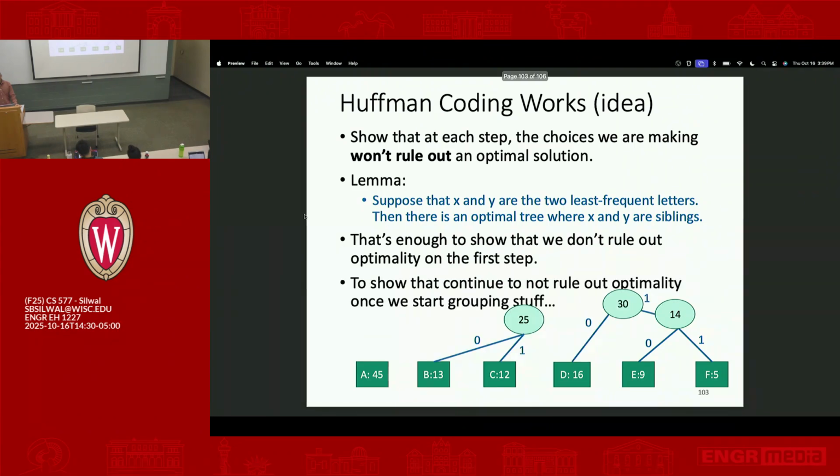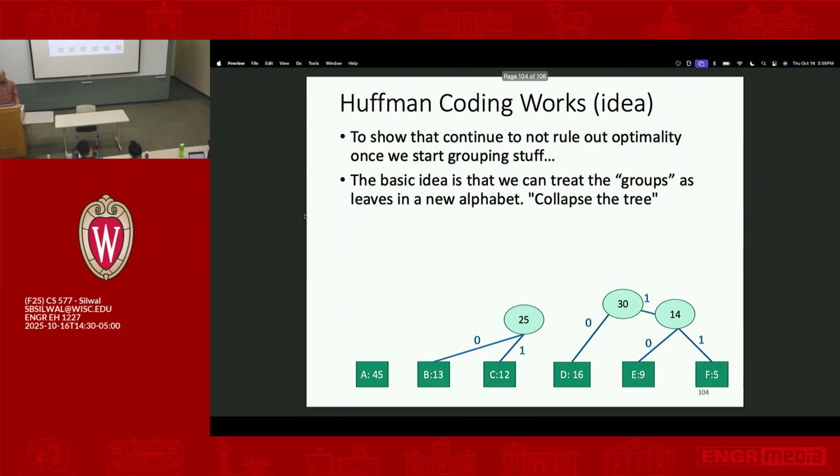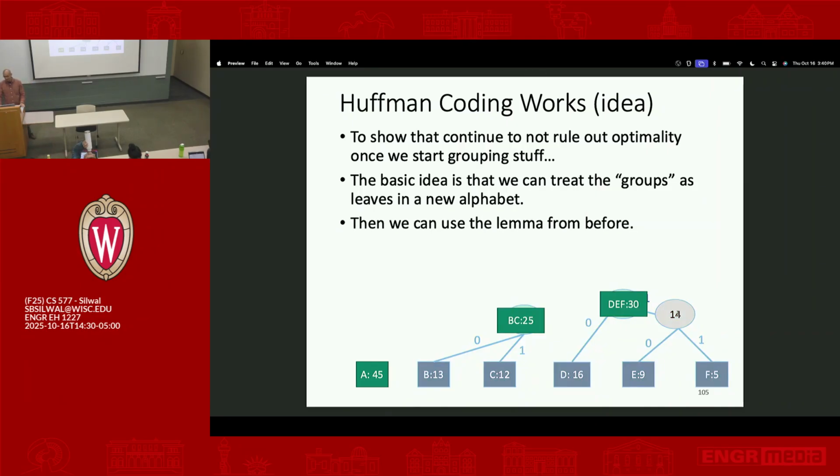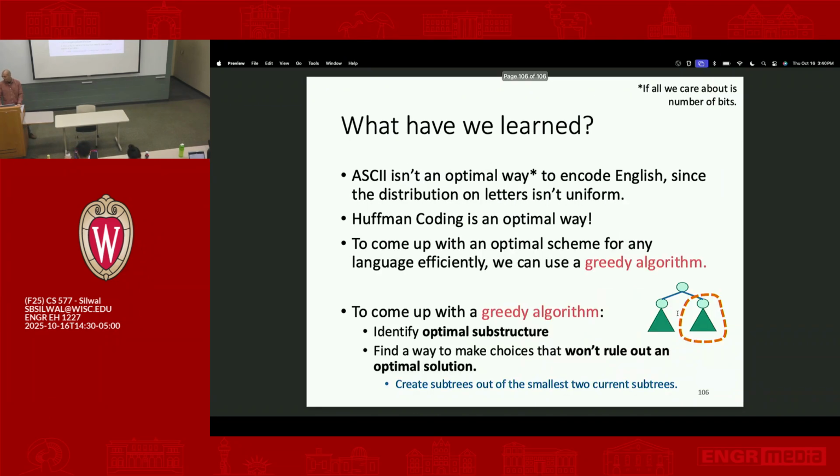And then, how do I show that this continues to work? So that works for the first step. Well, the basic idea is if I merge 2 things into a node, then I can just pretend it's another new letter, called T, right? Some new letter that doesn't exist, that has a 14% probability. And then I reduce to the same case, okay? So that's how the official proof works. You just keep imagining new letters that combine other letters.